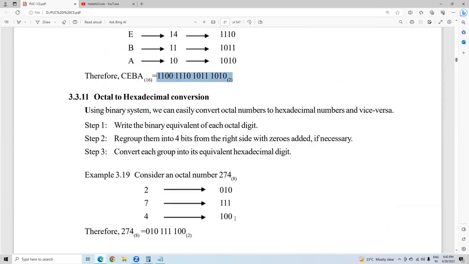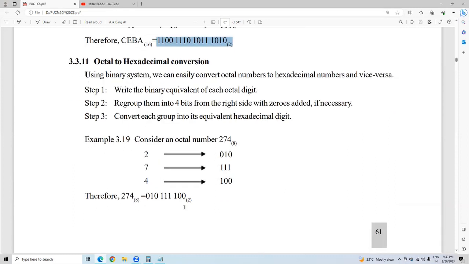Now similarly, octal to hexadecimal, then hexadecimal to octal, we have to see. Steps: write the binary equivalent of each octal digit, then regroup them into 4 bits from the right side. This process is very important. From the right side, with zeros added if necessary in the beginning, the MSB. Convert each group into its equivalent hexadecimal digit.